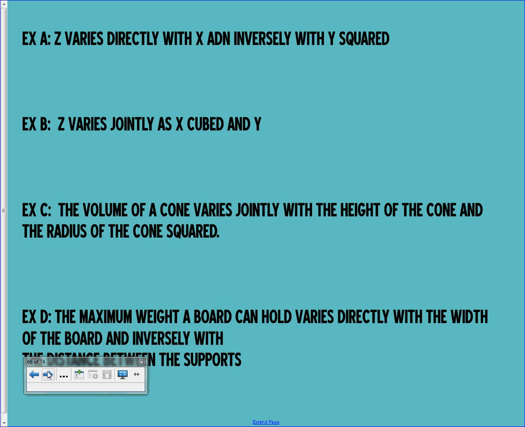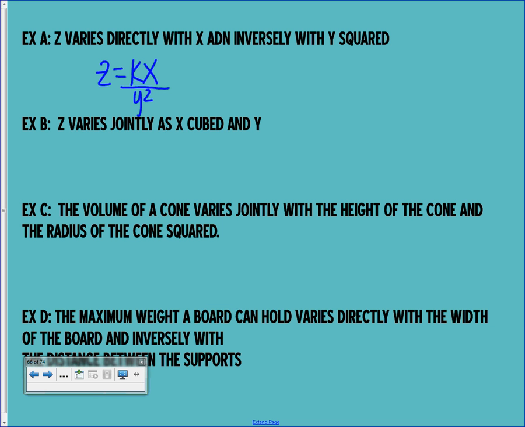So if we take a look at example A, z varies directly with x and inversely with y squared. So first thing we want to do is just practice writing these equations. So it kind of goes together intuitively. So z varies directly. So directly means multiplication. So k times x, and inversely, which means divided by. So divided by y squared. Okay, so it should be intuitive. Direct still means multiplication, inverse means divide.